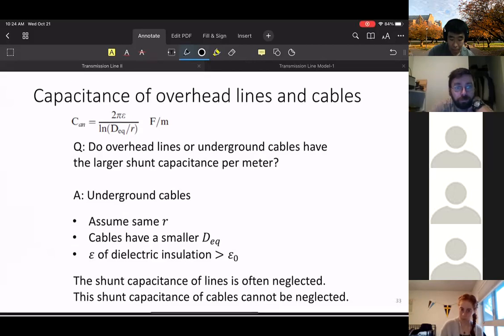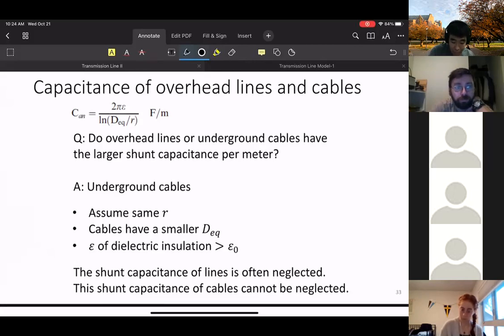The capacitance is larger. So what happens is, for the shunt capacitance of overhead lines, a lot of times when we do calculations, we actually don't include the capacitance. We just say some capacitance is probably small, let's not worry about it. But for the shunt capacitance of underground cables, normally we have to include that when we do calculations. The underground cables will have some shunt capacitance.